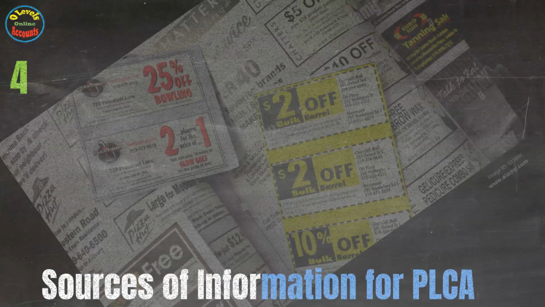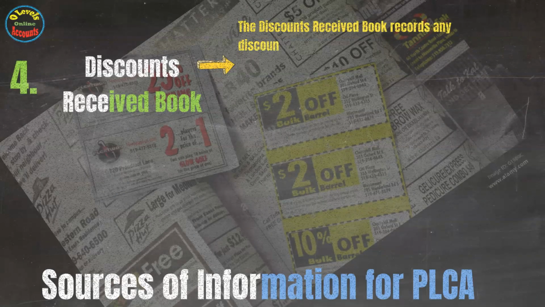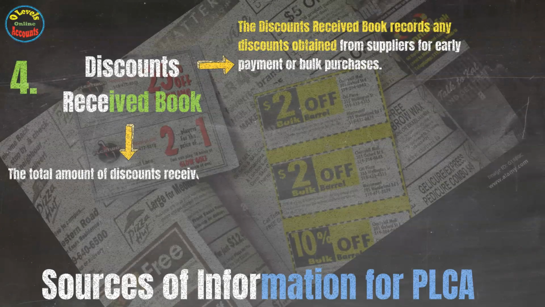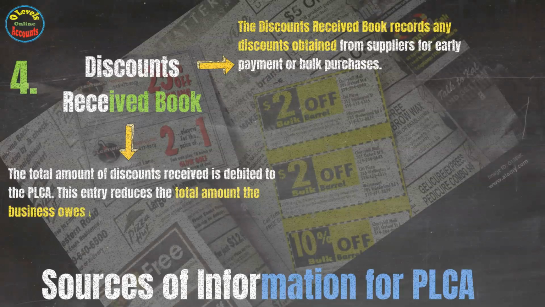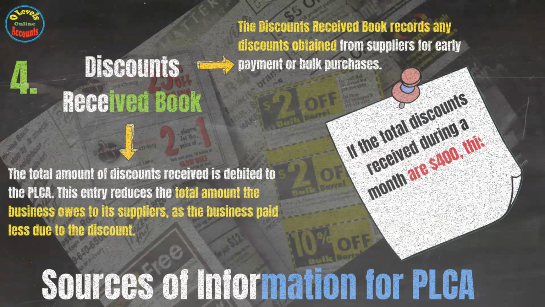The fourth piece of information, which would be a source for the PLCA, is the Discounts Received Book. The Discounts Received Book records any discounts obtained from suppliers for early payment or bulk purchases. The total amount of discounts received is debited to the PLCA. This entry reduces the total amount the business owes to its suppliers, as the business paid less due to the discount. If the total discounts received during a month are $400, this amount is debited to the PLCA.